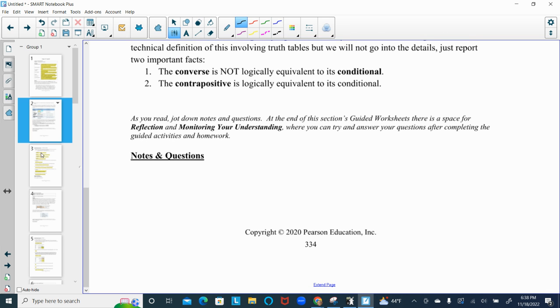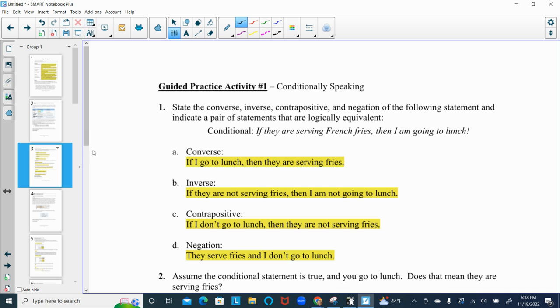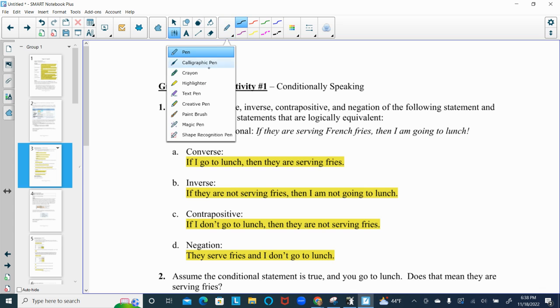All right, and then another example. State the converse, inverse, contrapositive and negation of the following statement and indicate a pair of statements that are logically equivalent. Well, I know the logically equivalent pair right off the bat. It's going to be this, and it's going to be this. So that's not a problem. Now let's talk about how we form these.